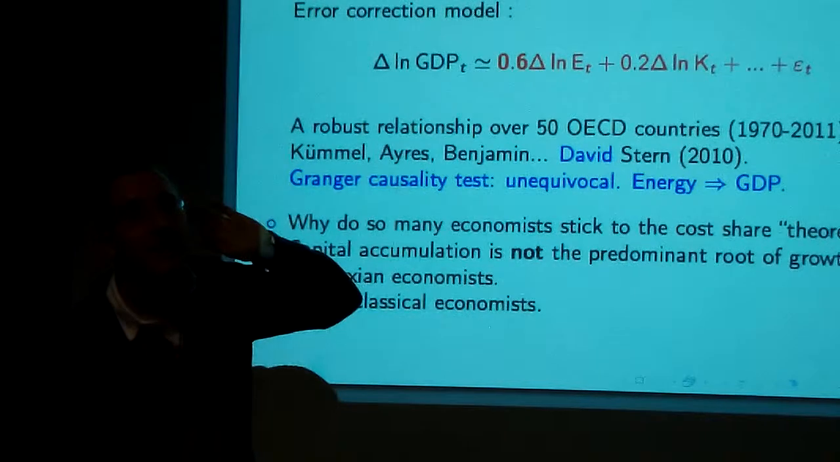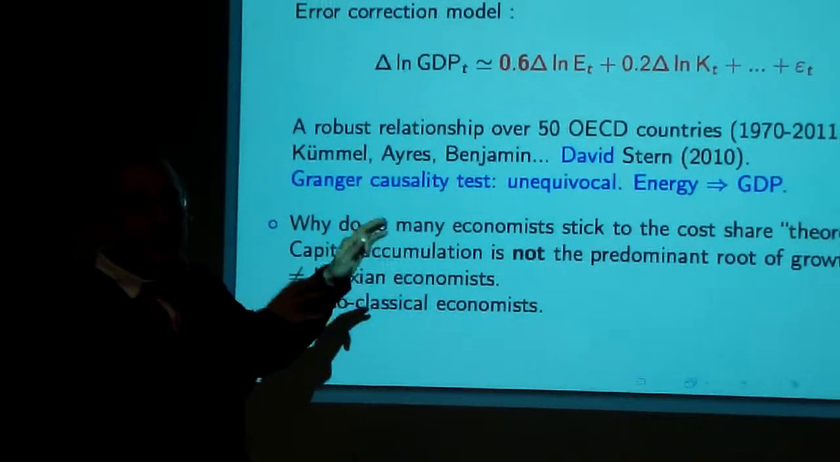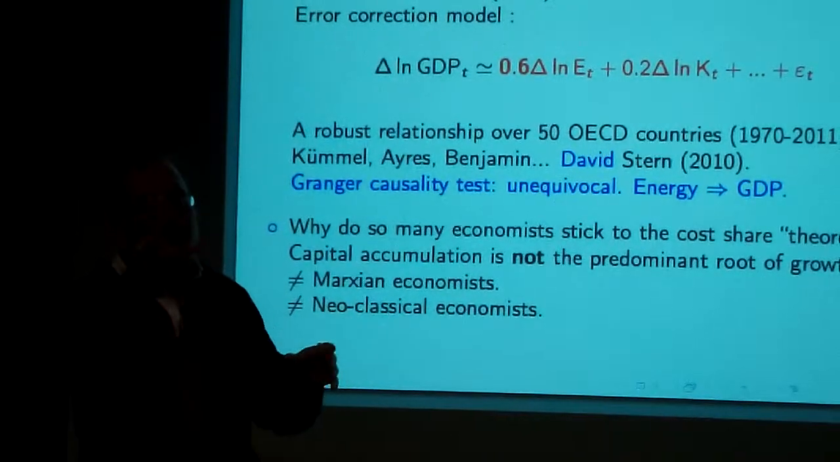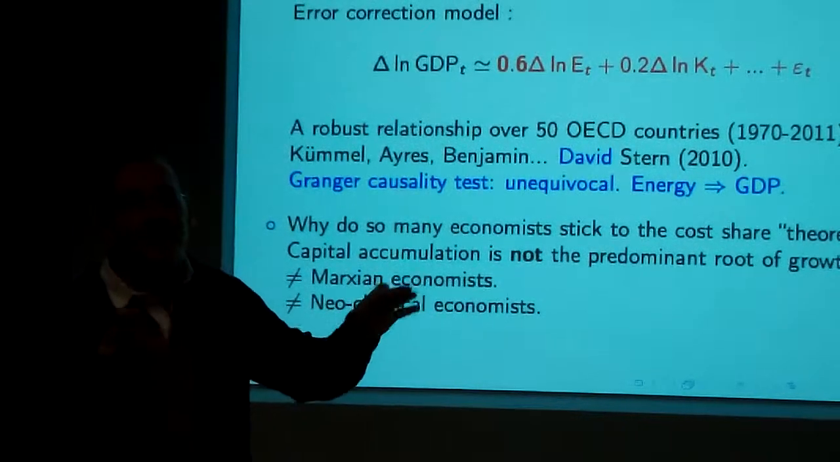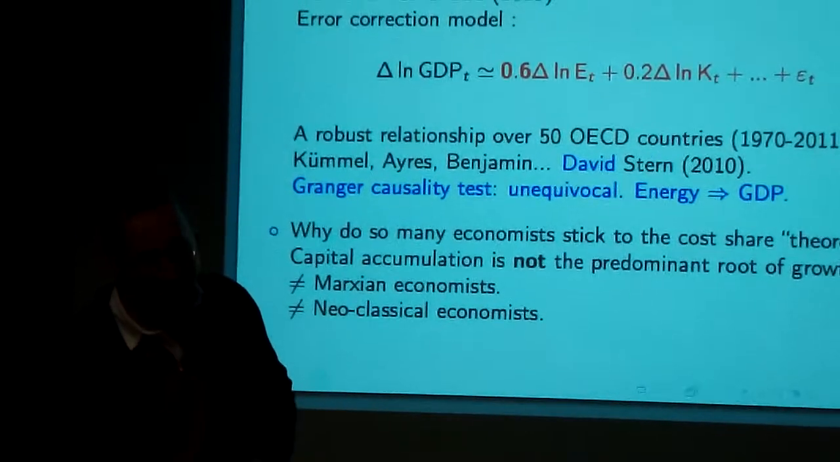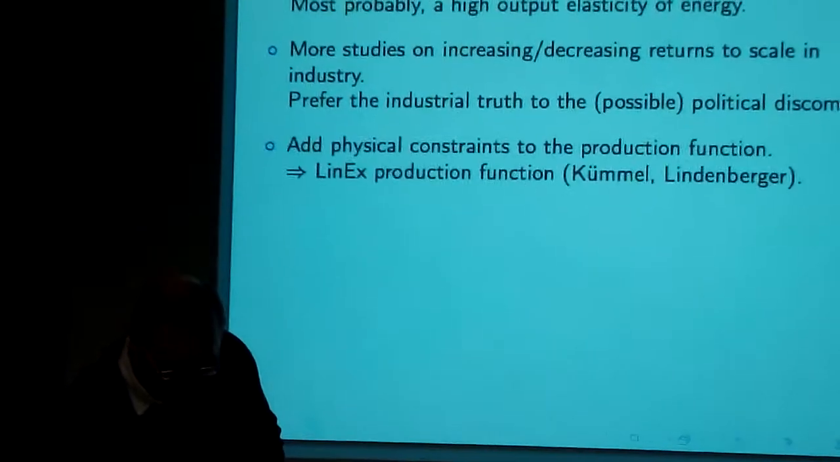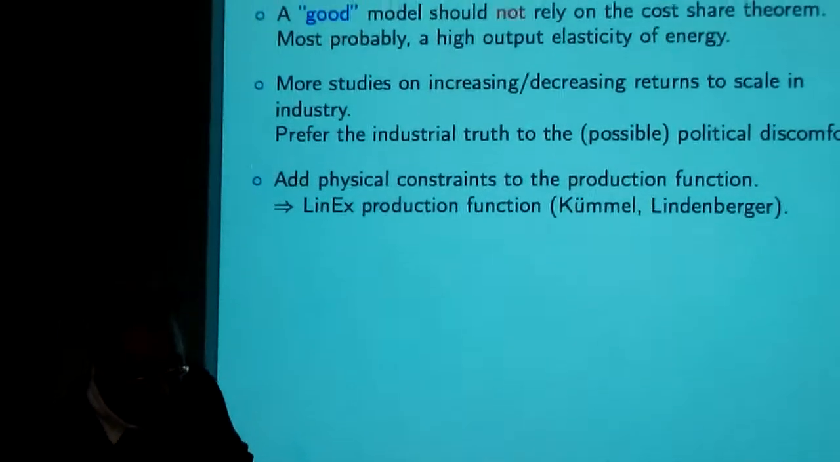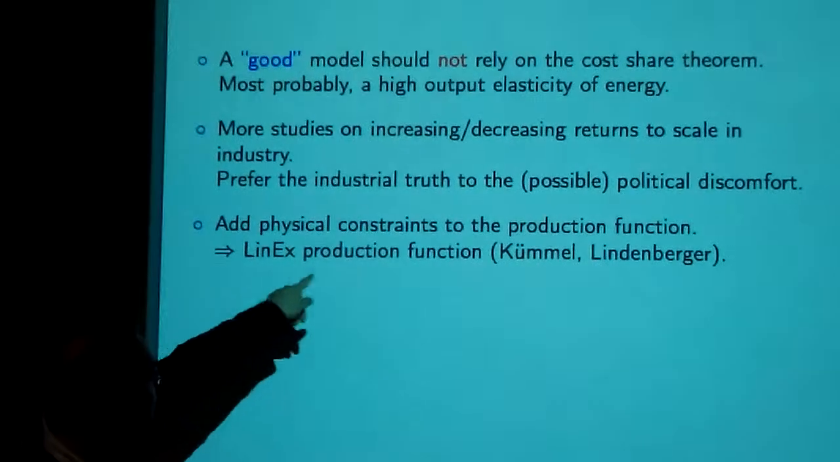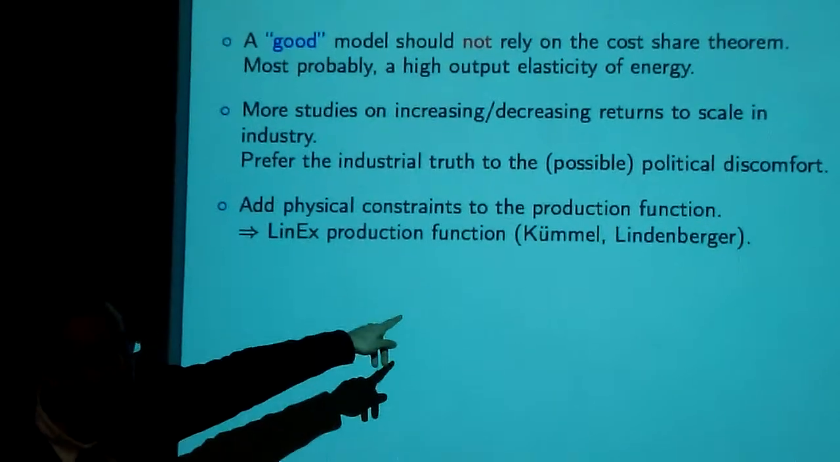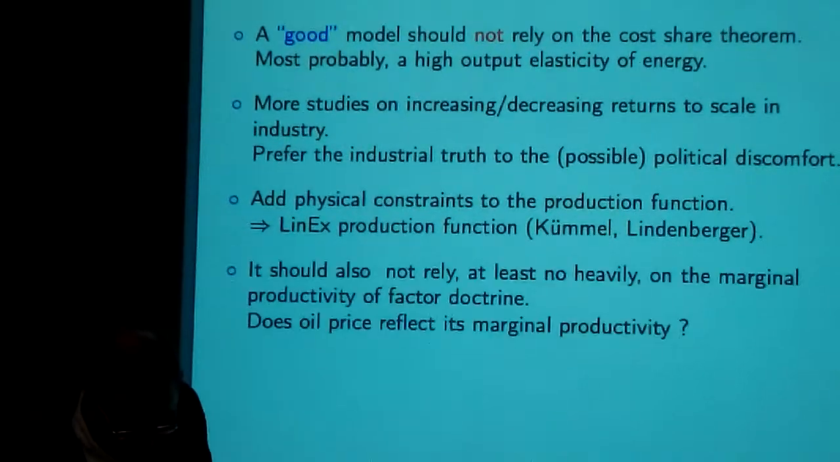For the 15 countries. Yeah, okay. For the couple of countries, for a certain period of time, of course. Okay, I don't have time enough to... No, but you're right. Yeah, then a good model should certainly add physical constraint to the production function, hence the use of the Linex production function by Rainer.